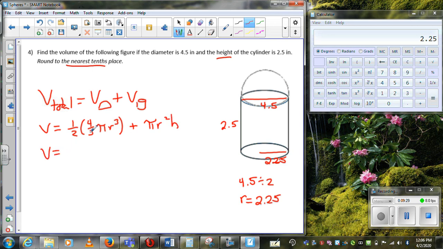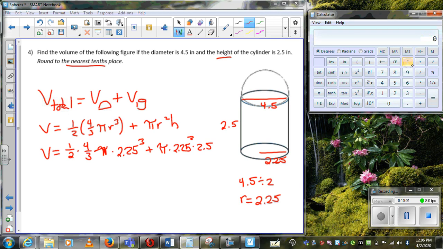So volume is equal to 1/2 times 4/3 times pi, we're actually going to hit the pi button here, times 2.25 to the third power plus pi times 2.25 squared times 2.5. There's a lot of 2's and 5's here. All right, let's go over to our calculator here. So I think I'm going to simplify this so it's a little bit easier for me to put into my calculator.